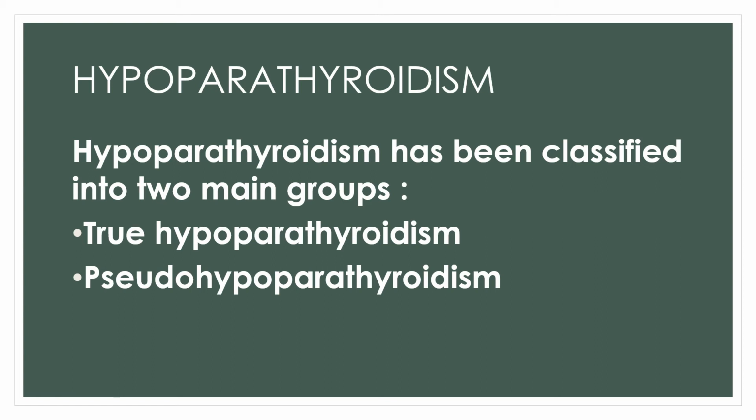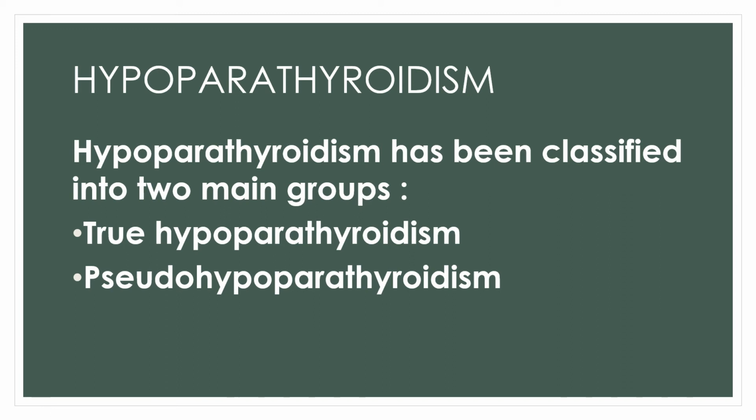Hypoparathyroidism has been classified into two main groups: the true hypoparathyroidism and the pseudo hypoparathyroidism. True hypoparathyroidism is deficient production of parathormone due to a heritable or acquired cause. Depending upon the cause, true hypoparathyroidism can be post-ablative or post-operative hypoparathyroidism, and infantile hypoparathyroidism.